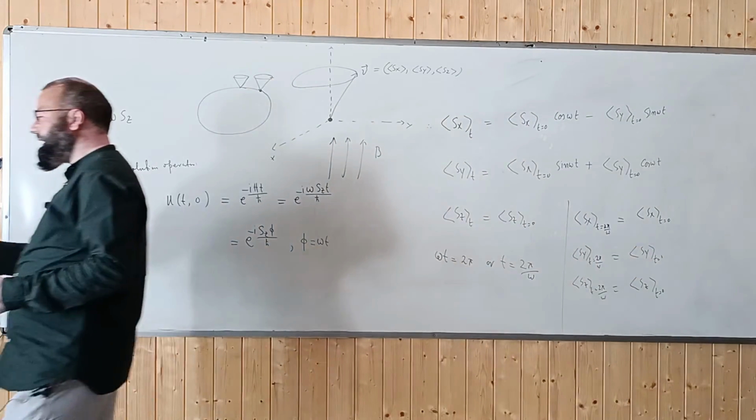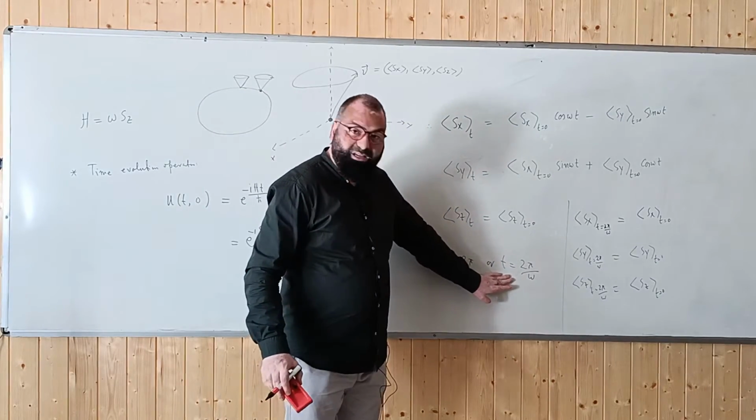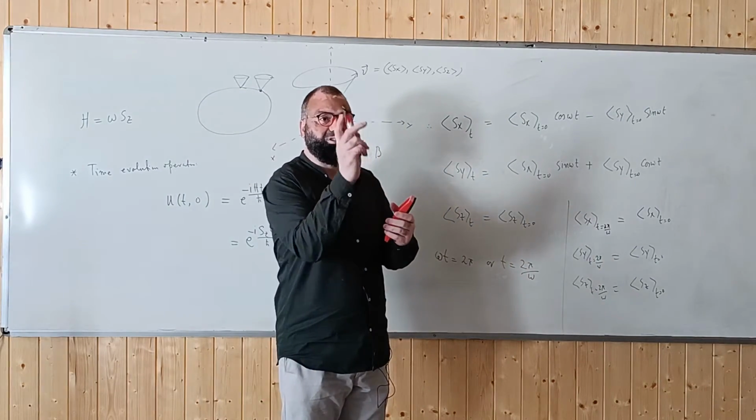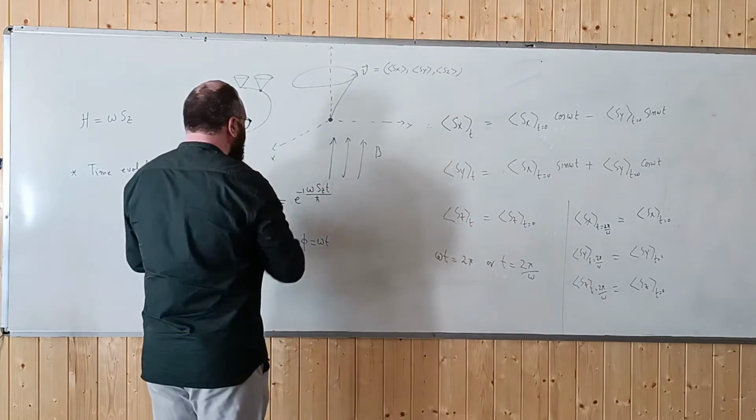Okay, so let me write it this way. This scale gives me a time scale for the precession, because this is actually the precession of the vector due to the external magnetic field. So I can write it.